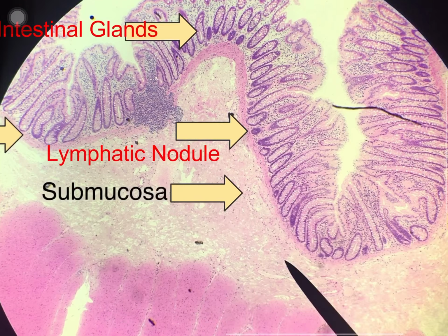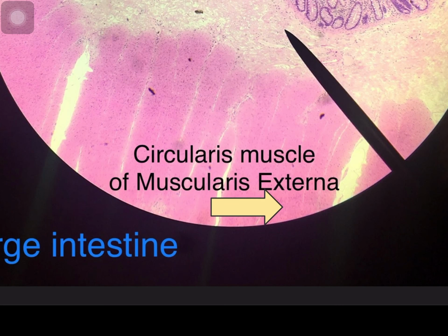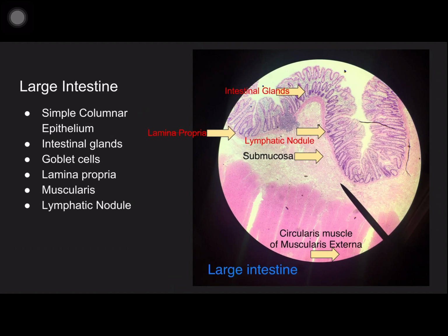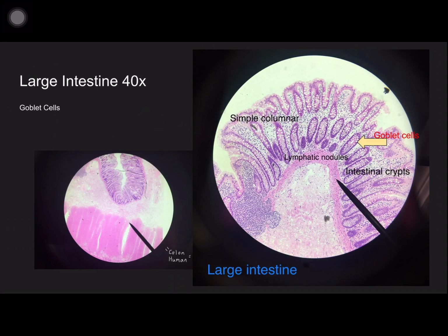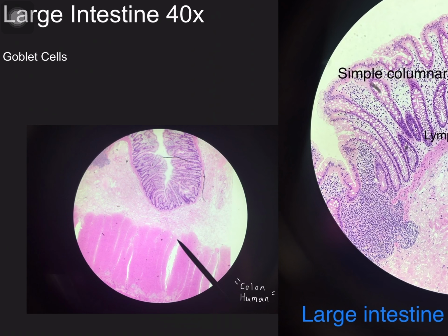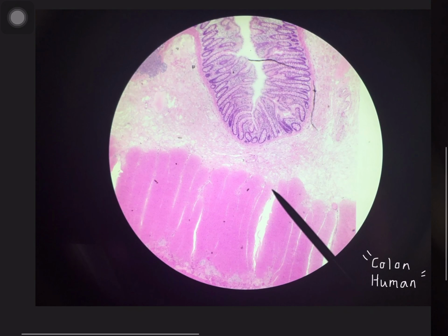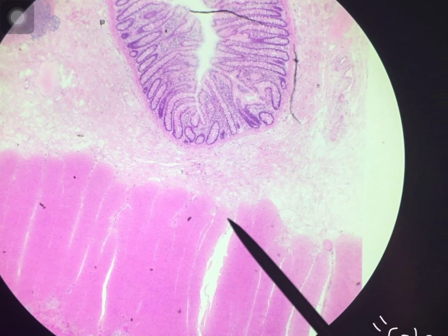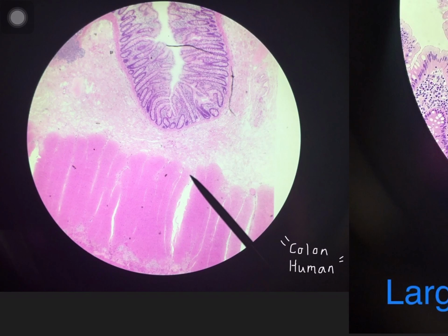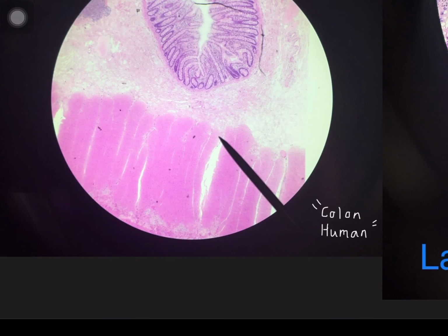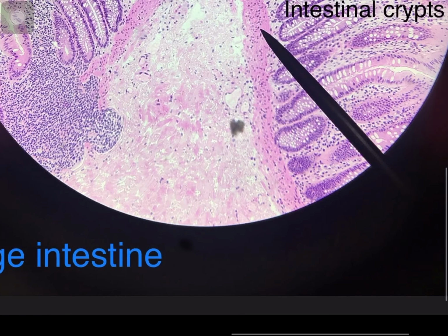And all the way at the bottom, we have the circular muscle, or muscularis externa. So this is the large intestine. Closer views of the large intestine. What we're looking for here is goblet cells. We can see the large intestine, many folds. You can see the muscularis externa, a very noticeable dark pink color there.